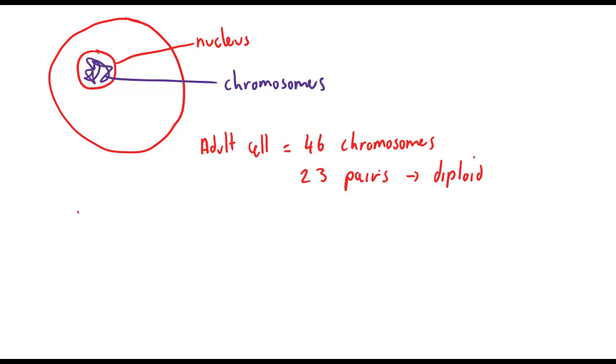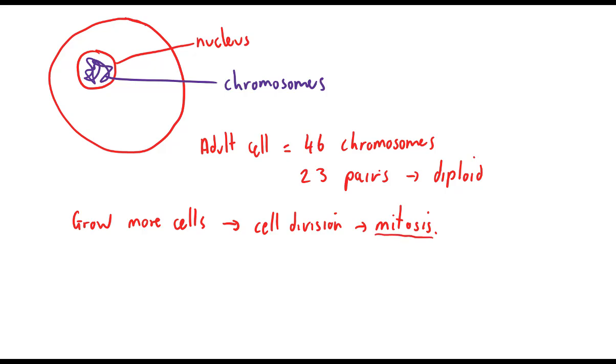Now, if we want to grow more cells, we do so through cell division, and normal cell division is known as mitosis. So if you go to the gym and lift loads of weights, your muscles are going to get bigger, and that's because you grow more muscle cells, and you would do that through the process of mitosis. Also, as you're changing from a child to an adult, you get bigger, and you get bigger because you grow more cells. And we rely on mitosis for that.